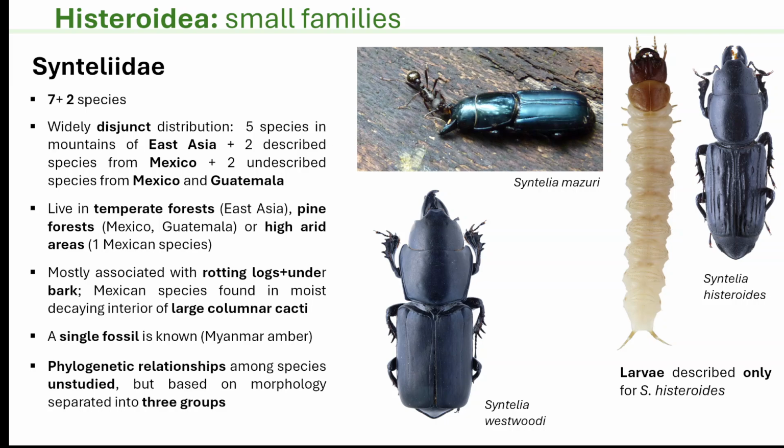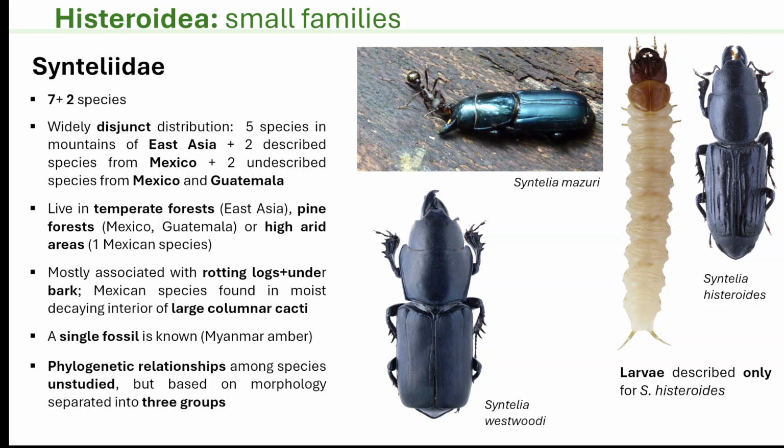Now we can go to the individual families. For the small families, we have Syntelids, which have now 7 described species living today, plus there are 2 species to be described. They have a disjunct distribution: 5 of them are living in East Asia, 2 are living in Mexico, and those which should be described are also living in Mexico and Guatemala.